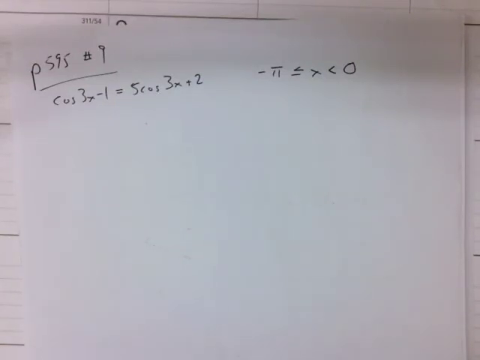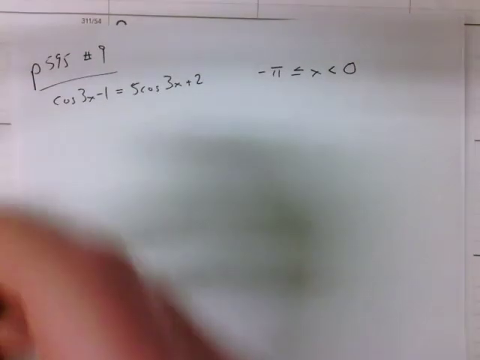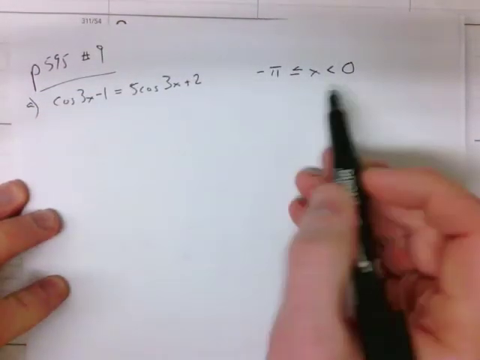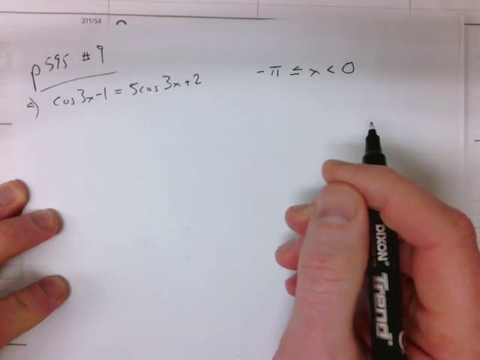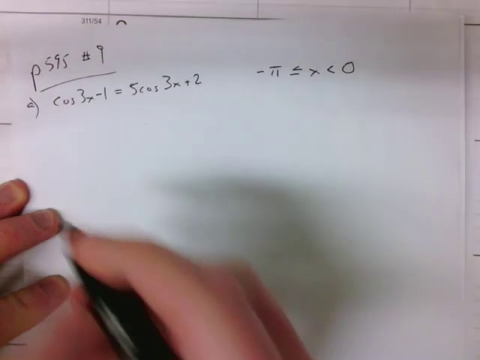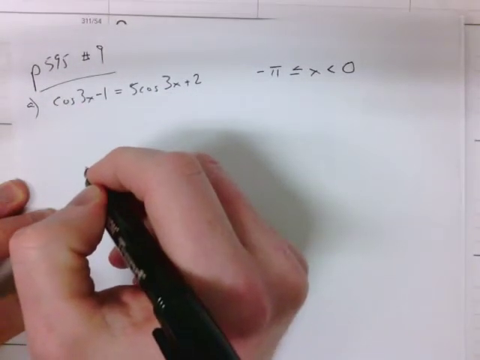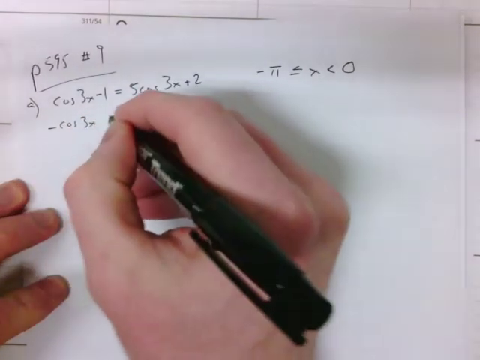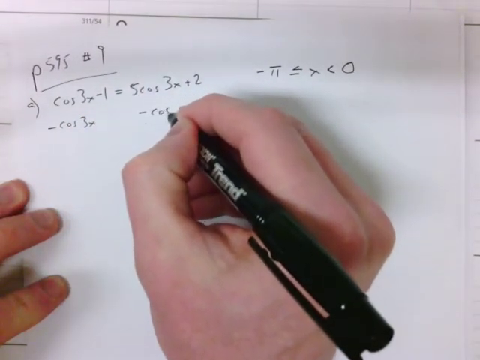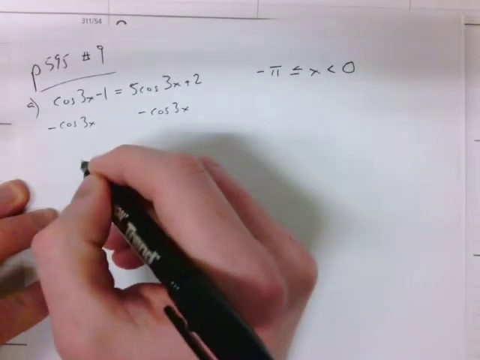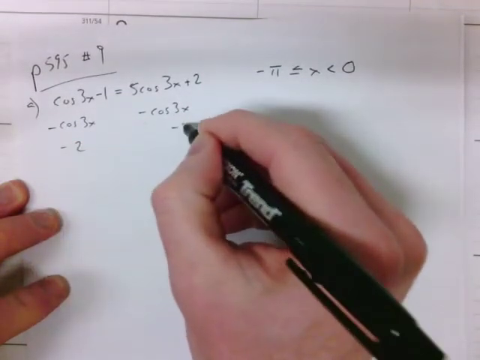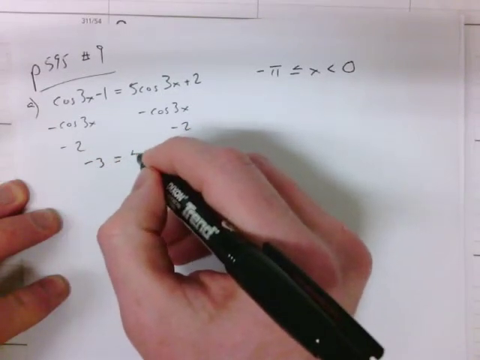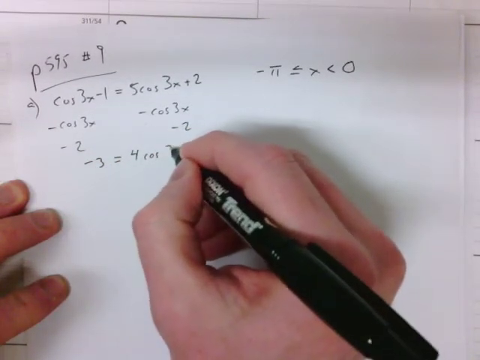Okay, page 595, number 9. I'm going to do A. Go from there. We need to solve for x between 0 and negative pi. So I'm going to subtract cos of 3x from both sides, and I'm going to subtract 2 from both sides. So this is going to give me negative 3 equals 4 cos of 3x.